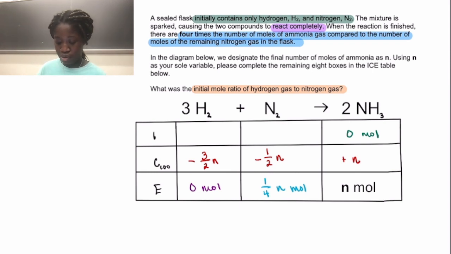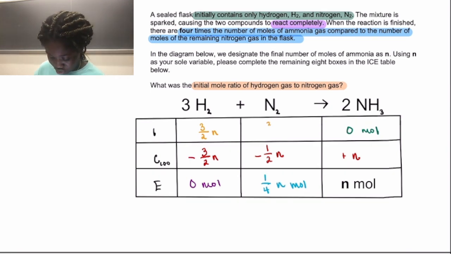For hydrogen, we're going from the initial to completely 0, so it's the same as our change line. So I will write a 3/2 N here. For nitrogen, we are going from an initial minus 1/2 N to 1/4 N. So let's add these two together. This is a little bit of a mental math problem. You should be able to do this in your head. And our initial value is 3/4 N. So now we have our initial amounts.